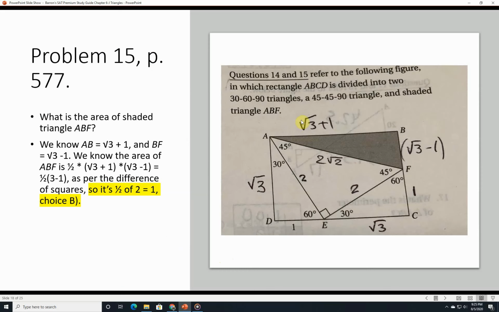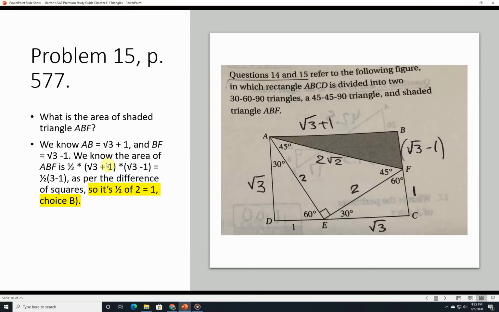Okay, so this is the same one that we just looked at. What is the area of shaded triangle ABF? Well, we know this is going to be 1/2 base times height. So the base is BF, and the height is AB. If you want to make AB the base and BF the height, it does not matter at all, but I usually like to make the taller one the height because it's called the height.